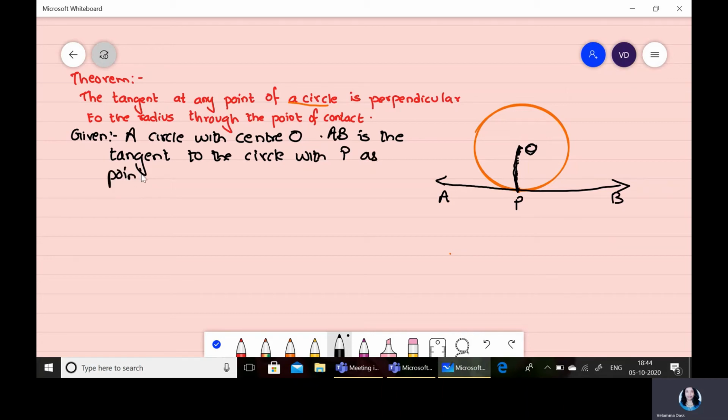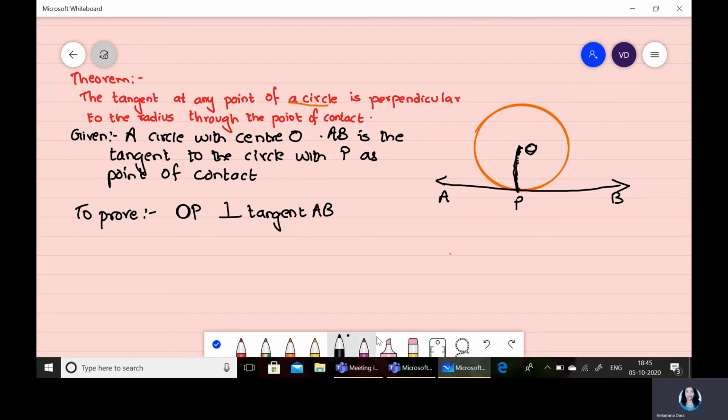So here we have written a circle with center O. AB is a tangent to the circle with P as point of contact. Now we have to prove that the tangent is perpendicular to the radius. So OP is perpendicular to tangent AB, we have to prove.